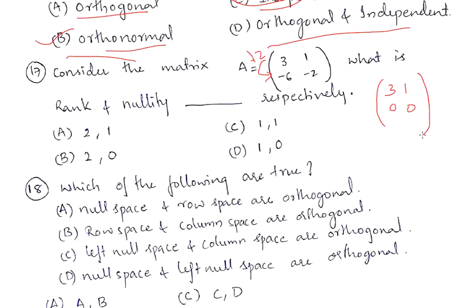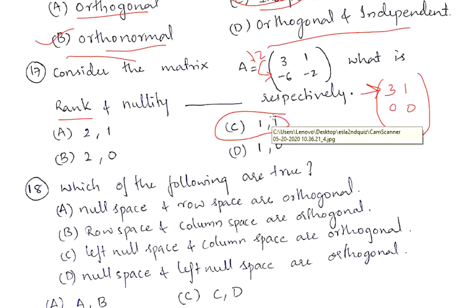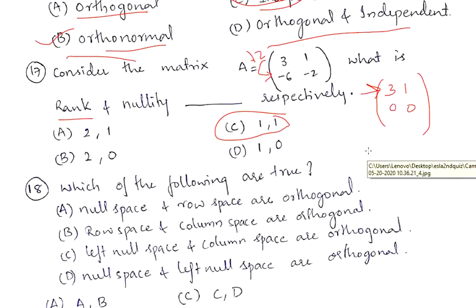So this itself is a pivot element. Okay, and rank is 1. So rank is 1. There is only one unique vector. Okay, and nullity is nothing but the null space. So null space is also 1. So answer is C.